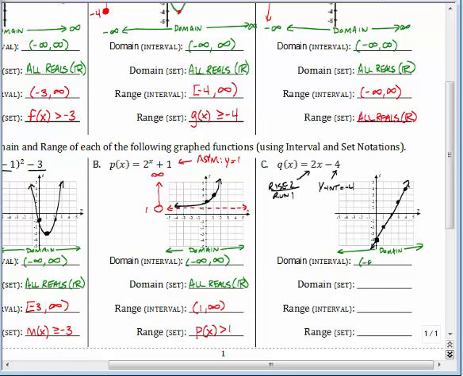So once again, negative infinity to infinity, which is all reals. I don't think I even wrote that on my graph this time. And it looks like it goes up and down forever as well. If you look carefully, this one keeps going down and keeps moving up. So this would also be from negative infinity to infinity, which is all reals.